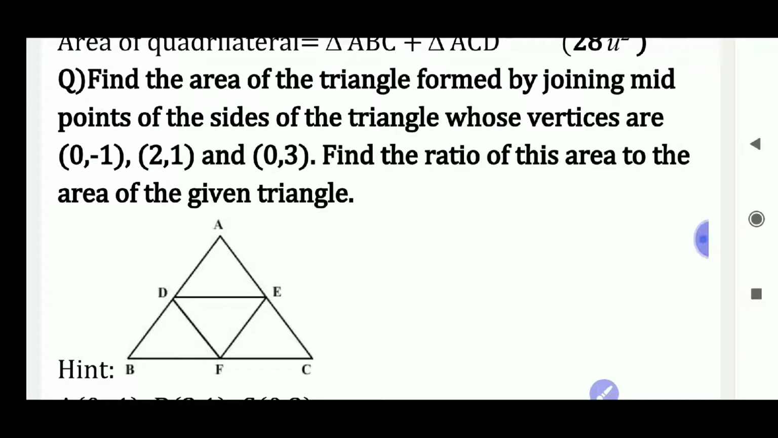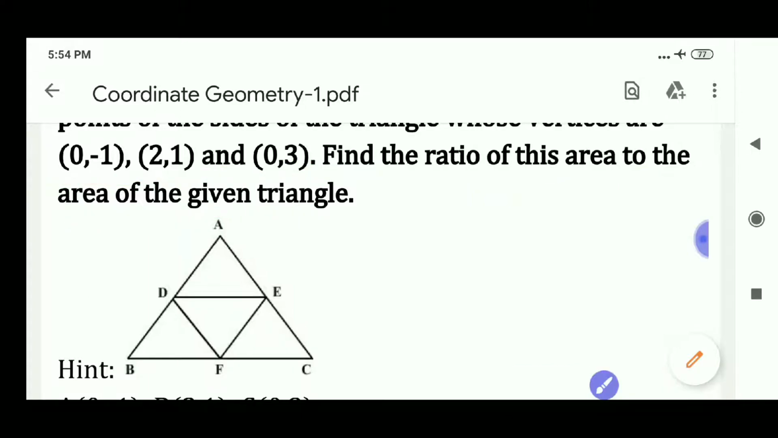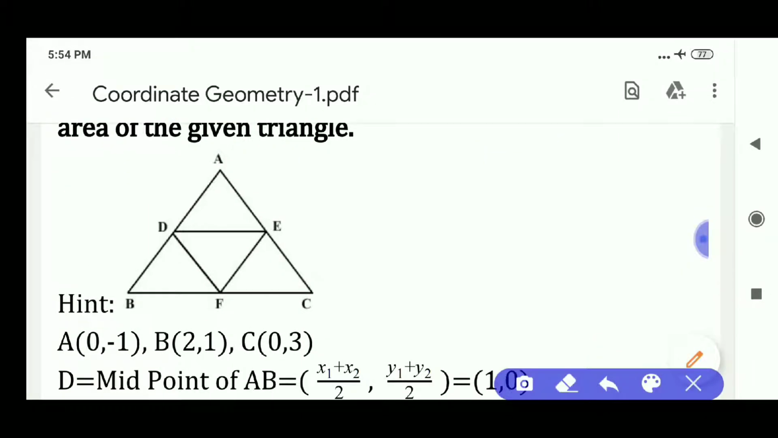Find the area of the triangle formed by joining the midpoints of the sides of the triangle whose vertices are given. Find the ratio of this area to the area of the given triangle. In this question, triangle ABC is given and we have to find the midpoints. D for AB, E for AC and F for BC.